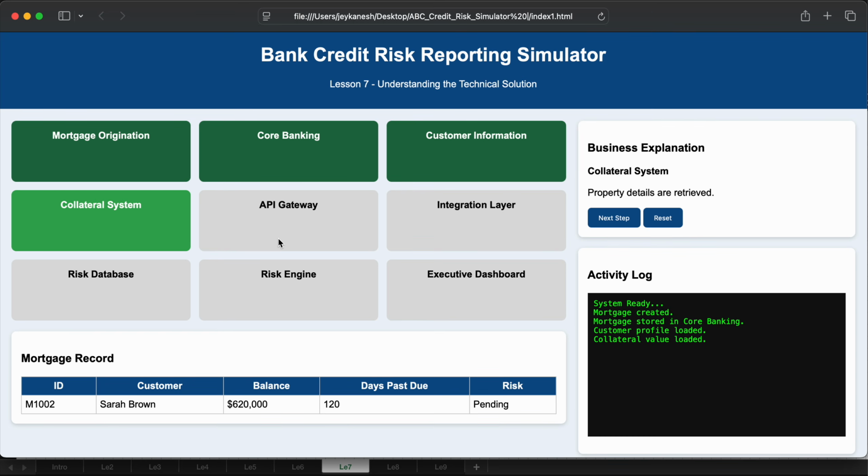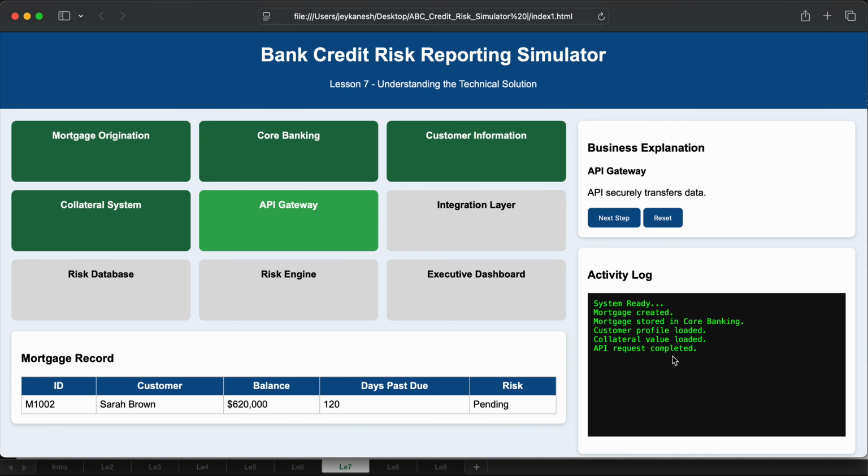Here are the rules, because we gather all the data and run a rule to see how many days past due, filtering only active loans, only past due greater than 1 day, right? So some sort of transformation is happening. That's the API gateway. And the integration layer puts everything together and stores it in the risk database. Then this goes to the risk engine and populates the executive dashboard, right? So these all happen behind the scenes.